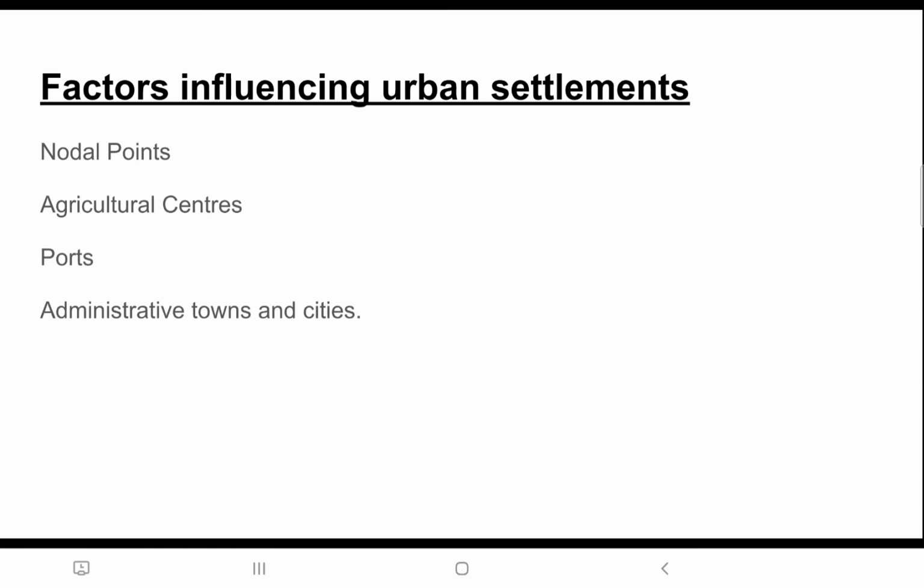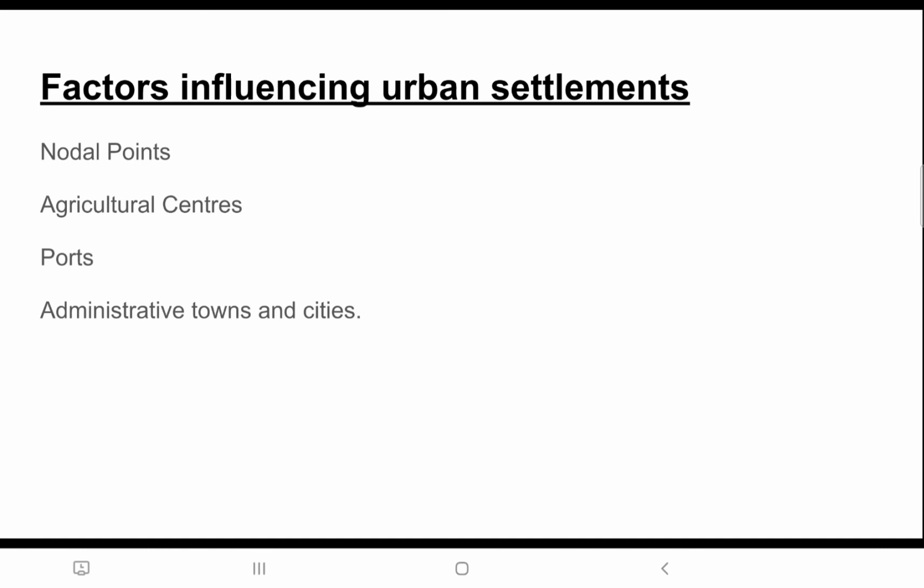The other factor we have is the agricultural centres. Some of the towns and cities have grown because they're at the centre of rich agricultural regions, and they become marketing points for produce. So transport links have been built to focus on these areas, and they've developed further into administrative centres where they provide high order services for the surrounding areas.